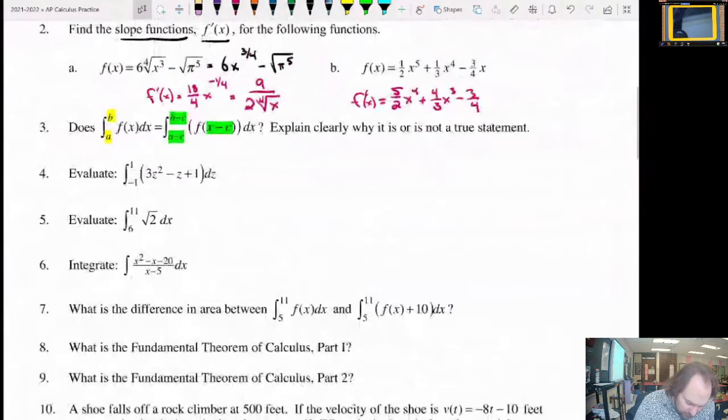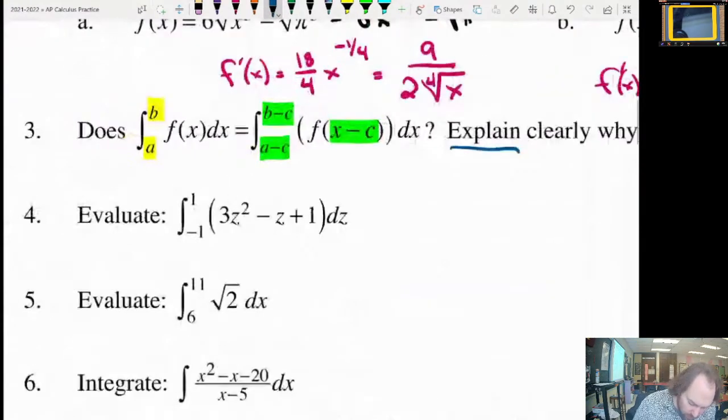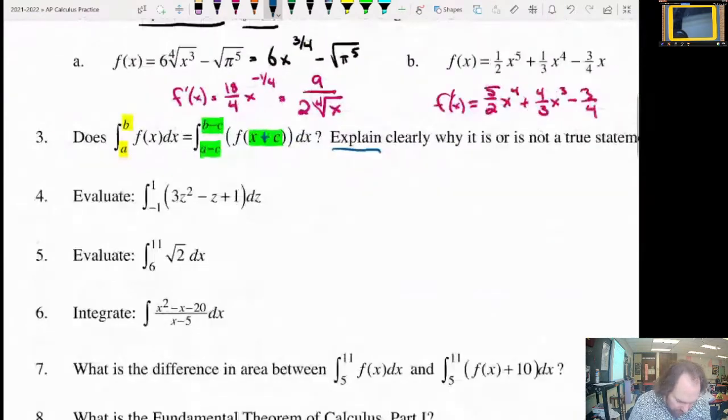The answer to this is no, and I'm going to explain clearly and show you how to fix this so that it does work. It's really close. This would be the case if this was x plus c inside. And this is all about translations. Which way are you translating? Let's draw a picture really quick to help explain what's going on here.